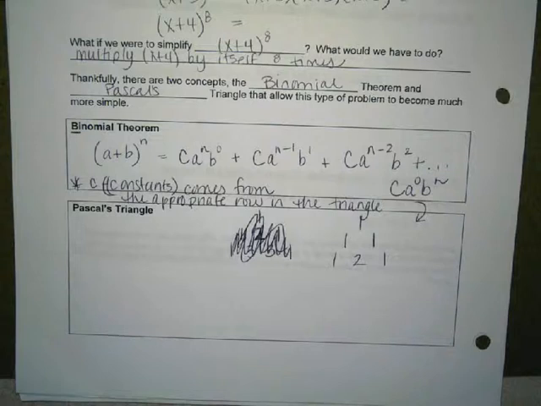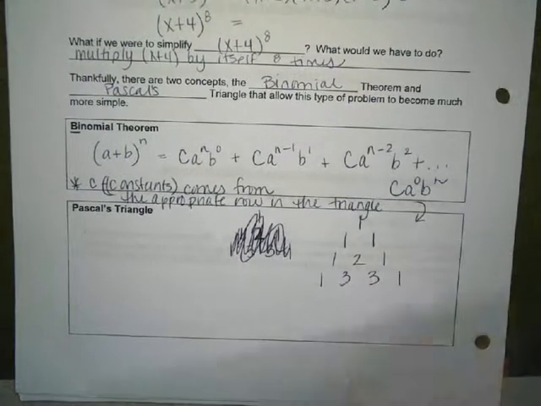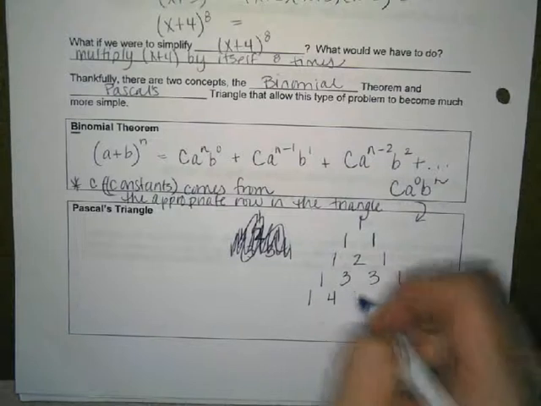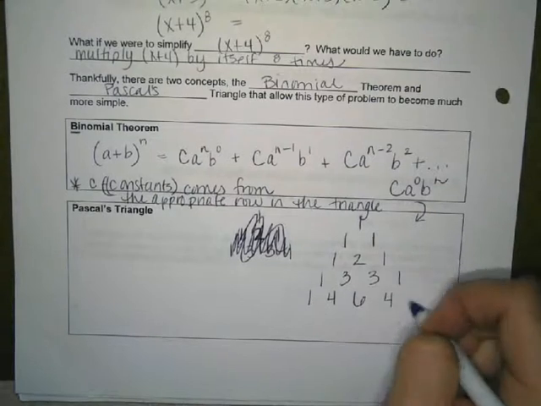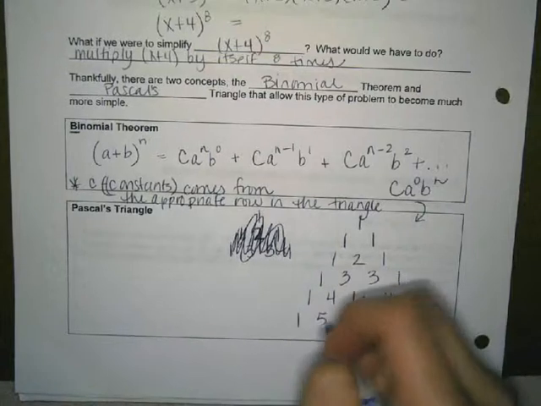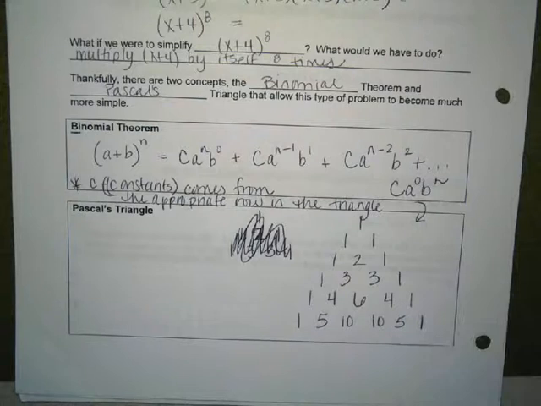The next row after that is 1, 3, 3, 1. The next row after that is 1, 4, 6, 4, 1. Notice how the numbers are not right underneath each other, they're in between the numbers on the previous row. Next one's going to be 1, 5, 10, 10, 5, 1.